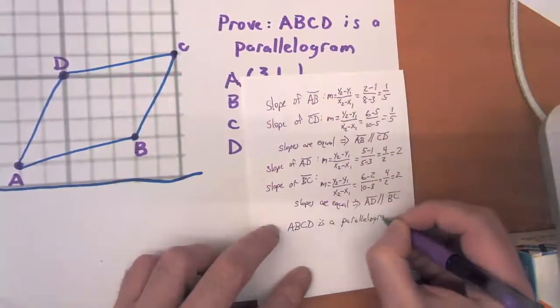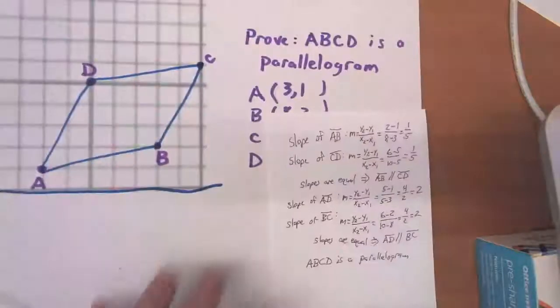Okay, so that gives you an idea of how we can show that a figure is a parallelogram given the coordinates of its 4 points by using the slope formula. Okay, in the next video, we will see the same thing, except we will prove that it's a parallelogram using the distance formula and see how it's different.